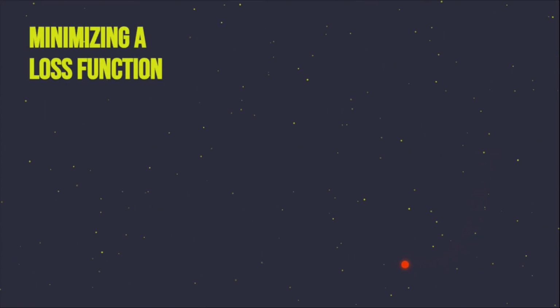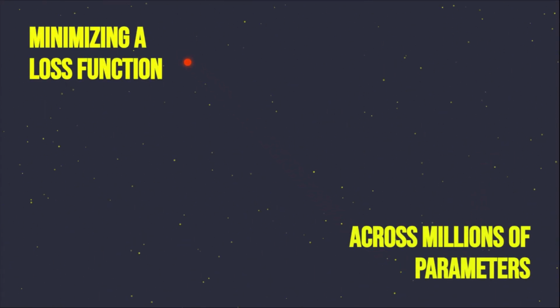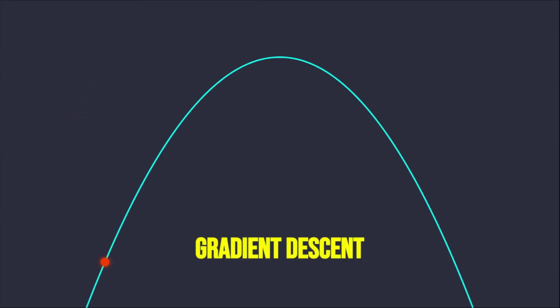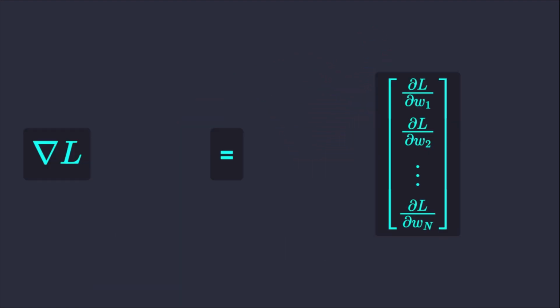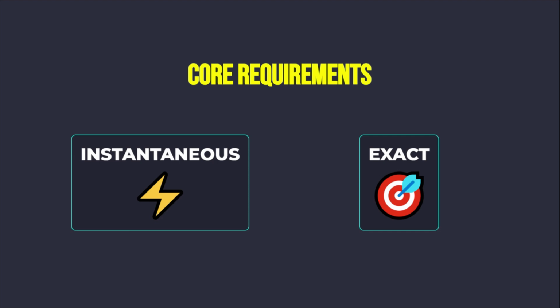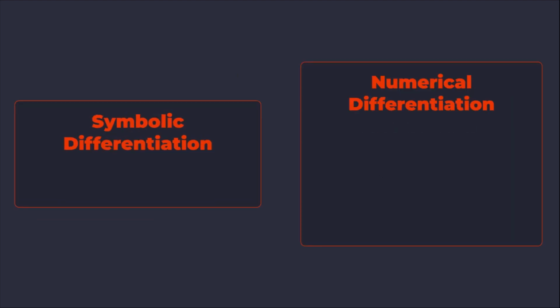Training neural networks requires minimizing a loss function across millions of parameters. This optimization relies on gradient descent, which iteratively adjusts parameters in the direction opposite to the gradient. The gradient is a vector composed of partial derivatives of the loss function with respect to every single parameter. Calculating these millions of derivatives must be instantaneous and exact.